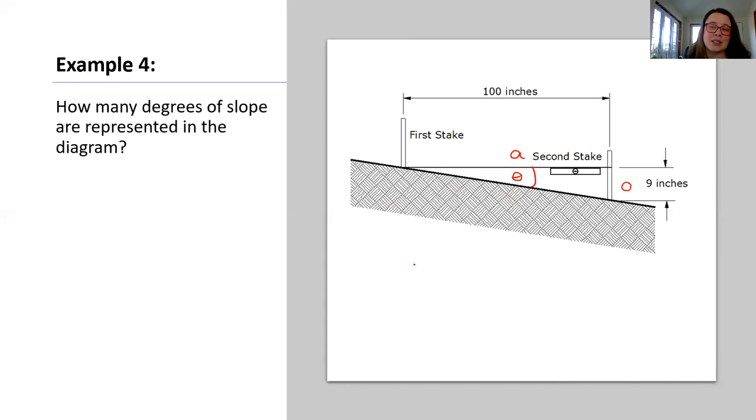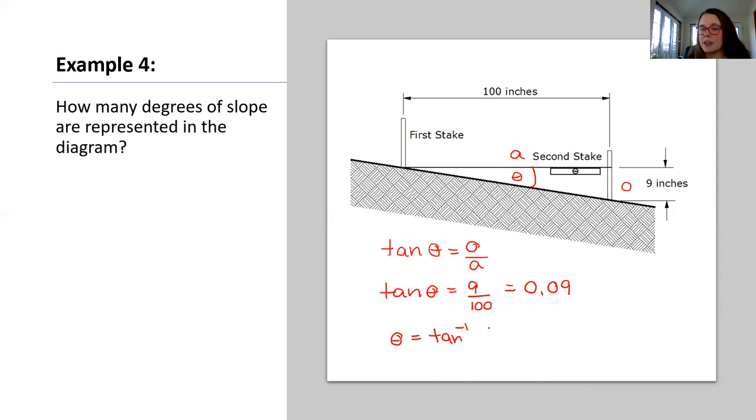Well, remember from before, opposite and adjacent uses tan. So the tan of an angle is equal to opposite over adjacent, TOA. Opposite comes first. So the tan of an angle, we don't know what this angle is equal to, opposite is 9 inches over 100 inches, which is equal to 0.09. So now we need to find the angle. To find the angle, we're going to use that shift tan. So the tan minus 1, inverse tan of 0.09. And you will find you get a 5-degree slope.